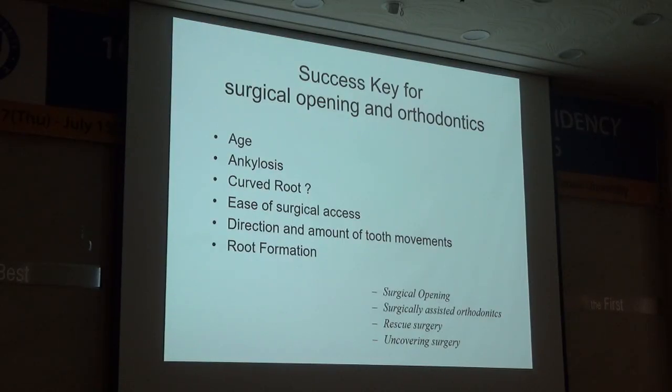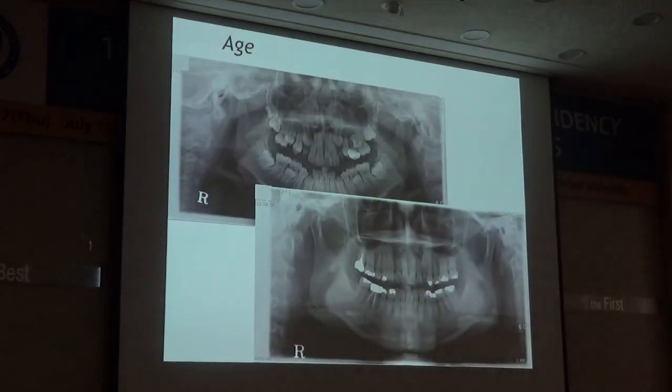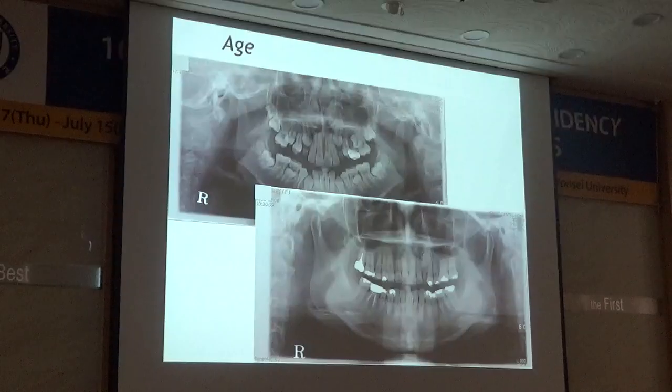The second is whether there is ankylosis of the impacted tooth. And the third is a curved root of the impacted tooth. I will show some failure cases at the end of the lecture, and you may see how a curved root may affect the success of the surgical opening procedure. So age is the most important thing.